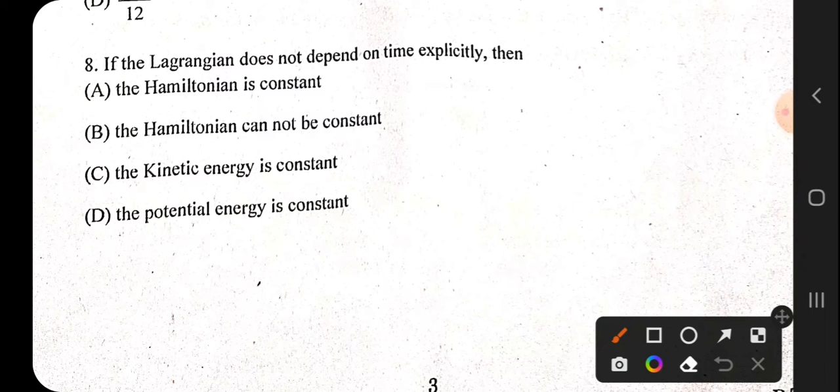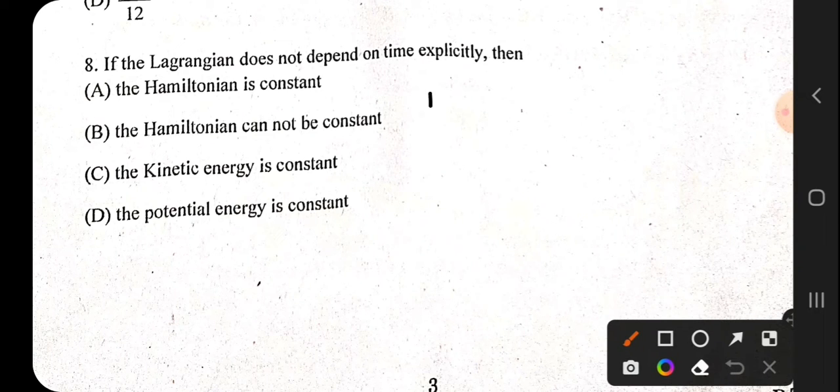So actually, the Lagrangian term, we know that this is equal to the sum over pk qk dot, minus the Hamiltonian H.